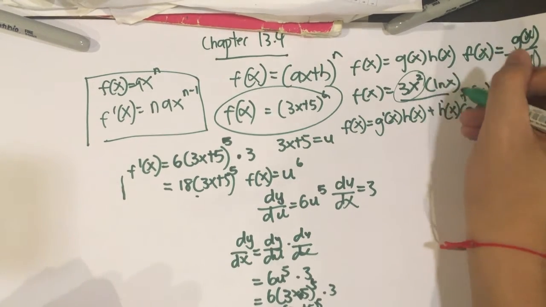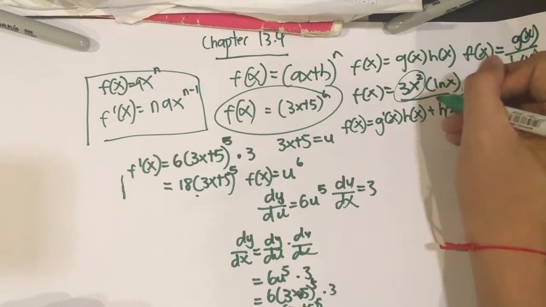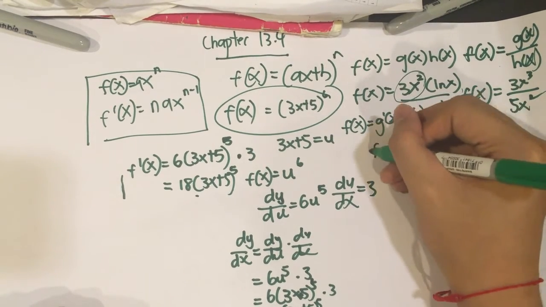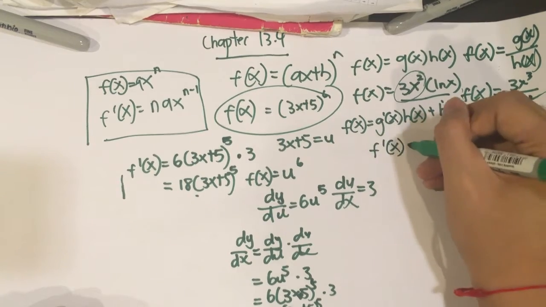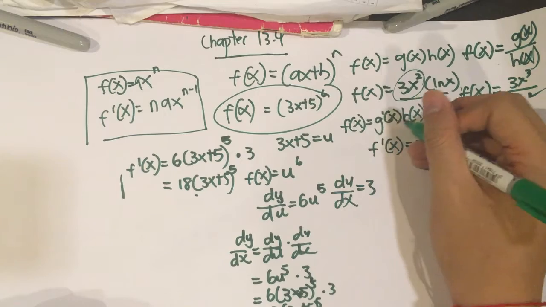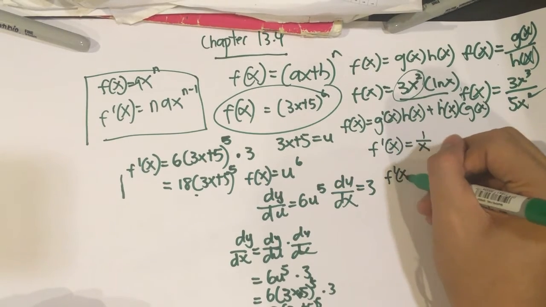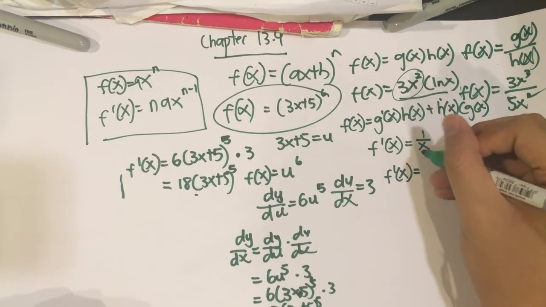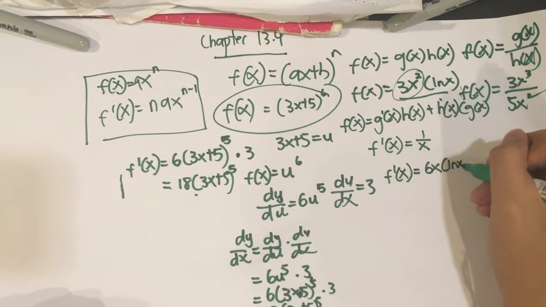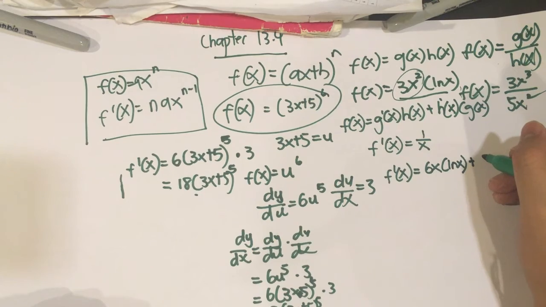We don't actually know what the derivative of ln x is yet, so I'm going to introduce it to you now. The derivative of ln x would be 1 over x. So let's start with f'(x) here. 3x squared will give us 6x, and leave the original function ln x, and add on.